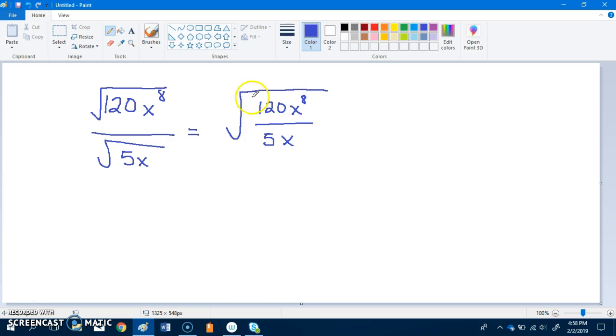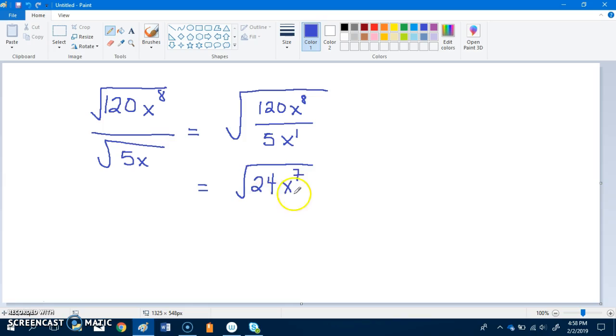Then what we're going to do is simplify inside. So we're going to take 120 and divide by 5, and that gives us 24. And then x to the power of 8 divided by x to the power of 1 is the same as subtracting the exponents, so that will give us x to the power of 7, all under the square root sign. So that one step alone simplified this so that we didn't have a fraction under the radical sign.